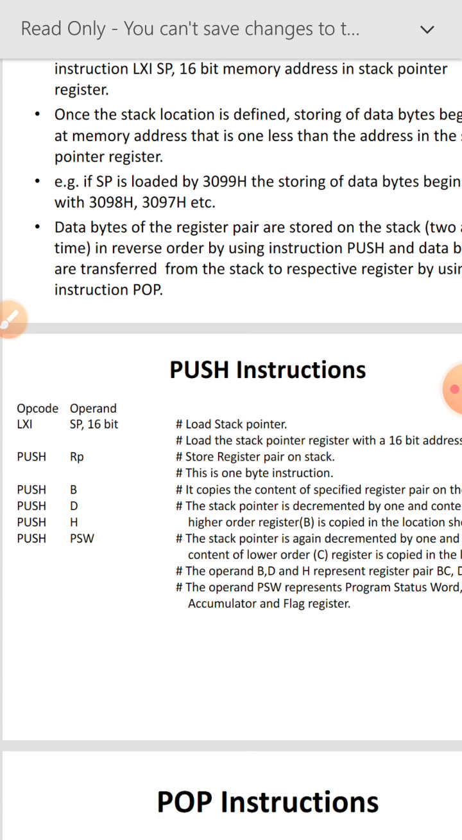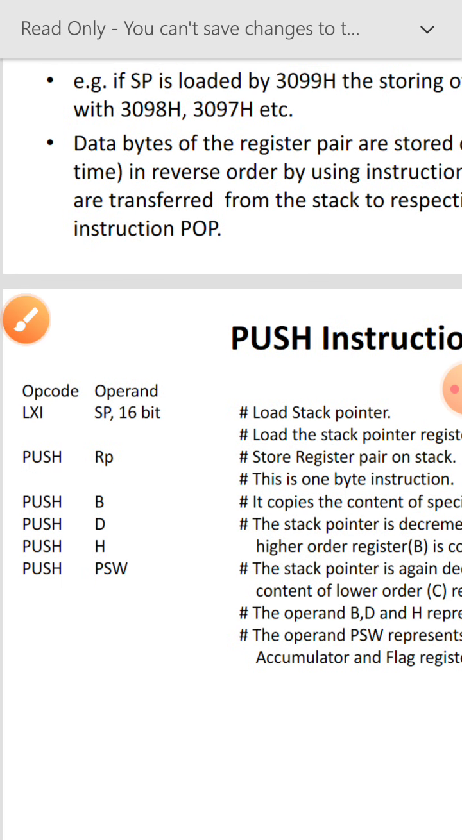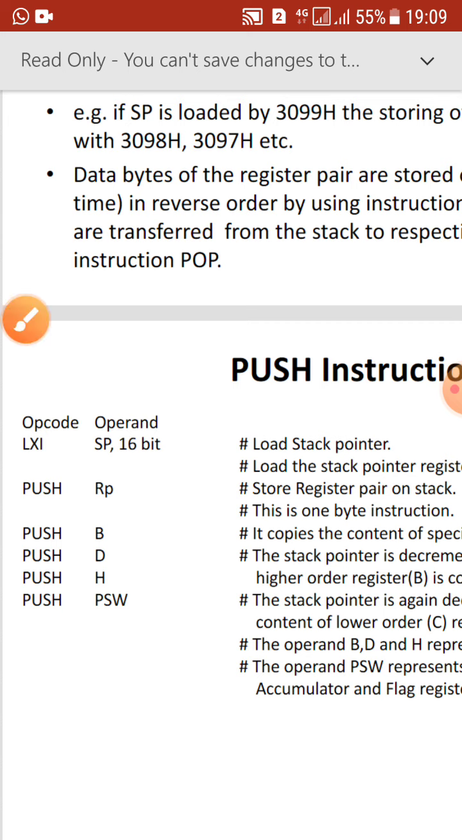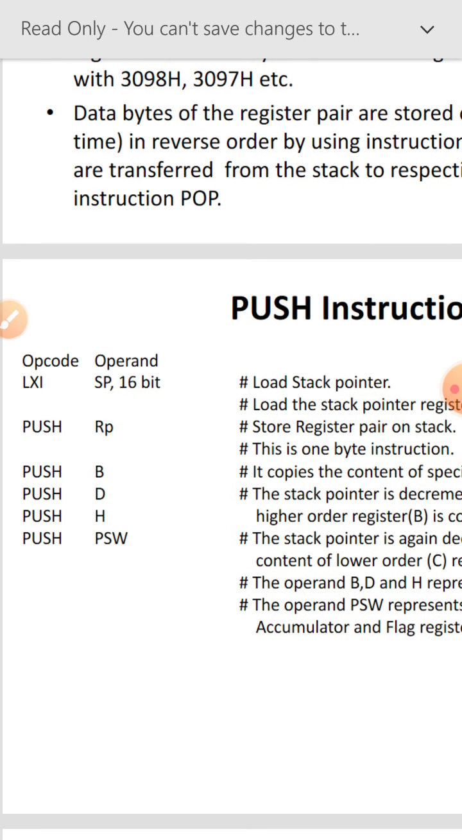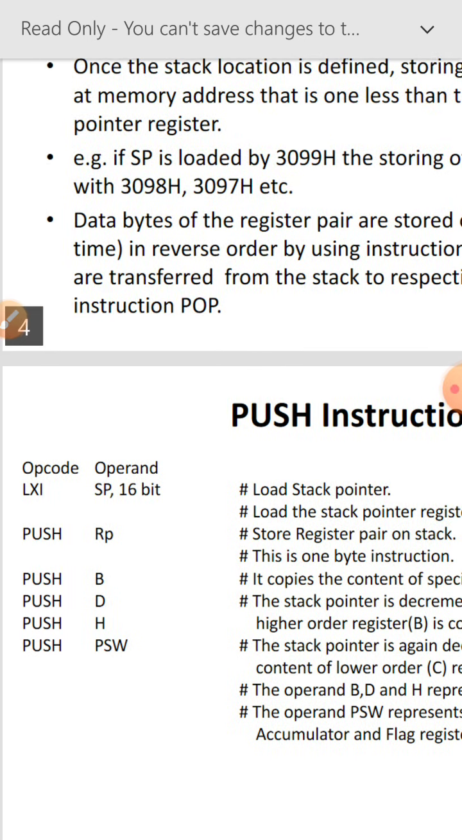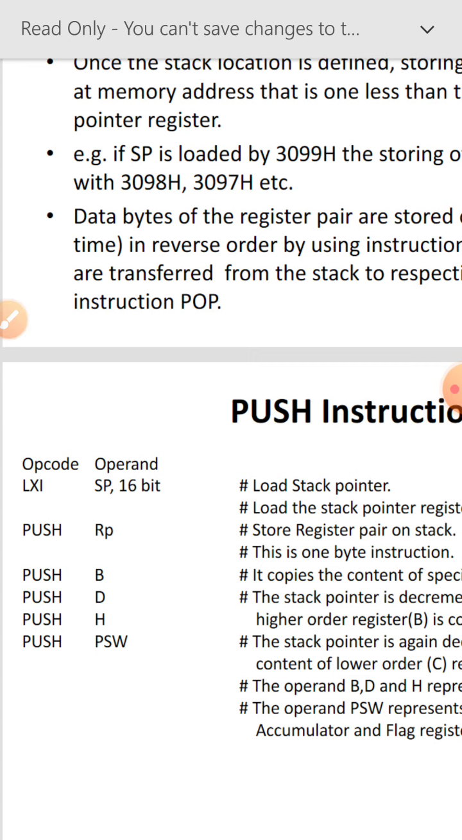Now, as far as the push instruction is concerned, the syntax of using it is very simple: push RP. RP stands for register pair. We know that we have three register pairs in the 8085: BC pair, DE pair, and HL pair. Another register pair mentioned here is PSW, which is called the program status word. One by one, I am going to discuss how this push instruction works. Of course, it is a single byte instruction.